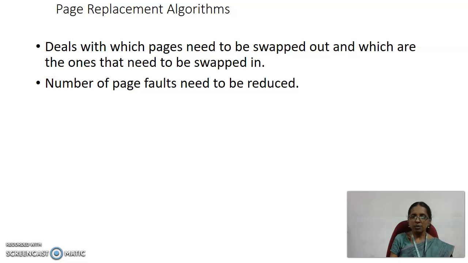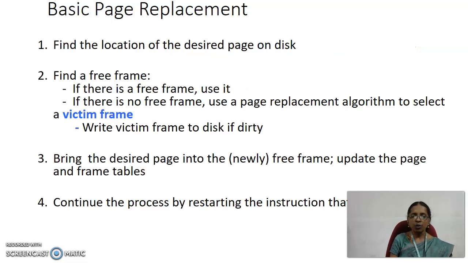So a page replacement algorithm should work to decrease the number of page faults. This is what the page replacement algorithm is. Now the basic procedure followed here: for page replacement, we have to find the location of the desired page on the disk. Then to accommodate this page, we have to find a free frame in the main memory.